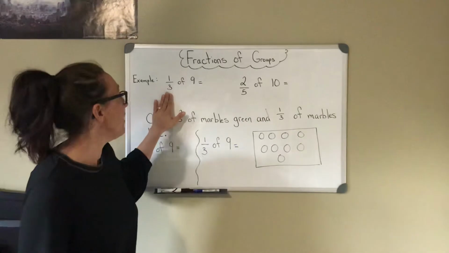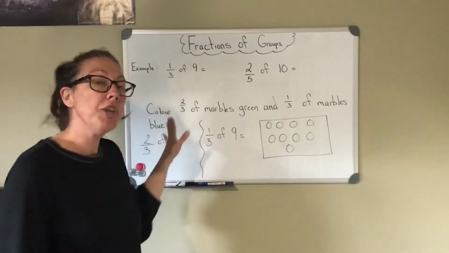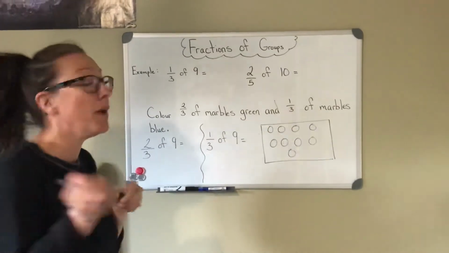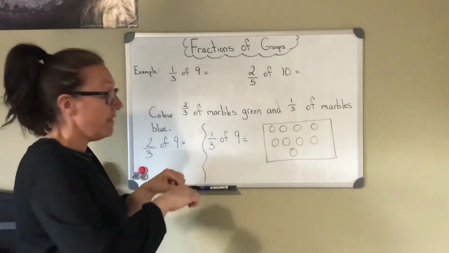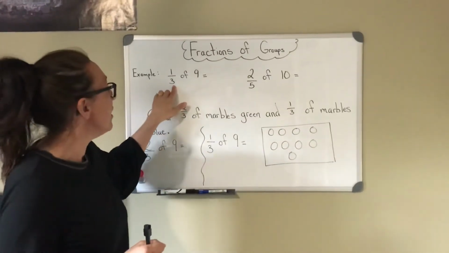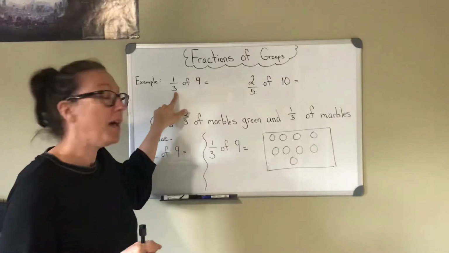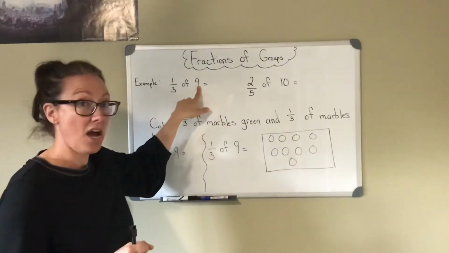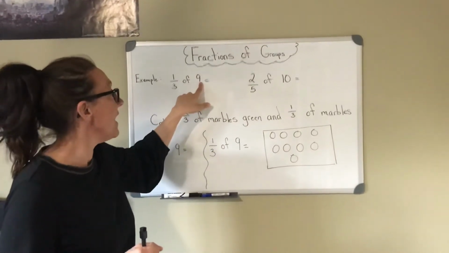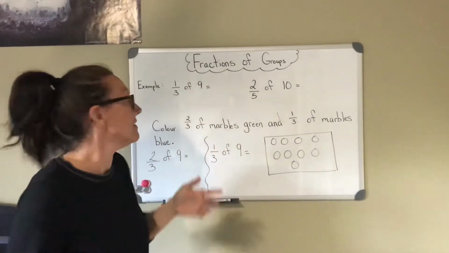So for example, they want to know what a third of 9 is. When you're working on something like that, there are a few ways that you can figure this out, and this is where your multiplication and division skills come into play. You can either say, what do I have to multiply 3 by to get to 9? Or you can say, how do I divide 3 into 9? Either way, it's going to give you the same answer.